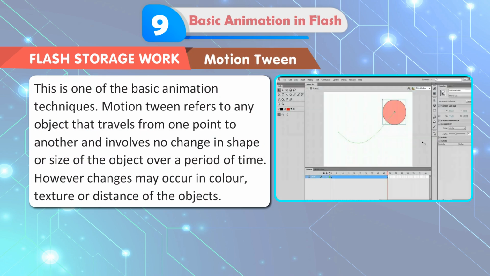Motion tween. This is one of the basic animation techniques. Motion tween refers to any object that travels from one point to another and involves no change in shape or size of the object over a period of time. However, changes may occur in color, texture, or distance of the object.